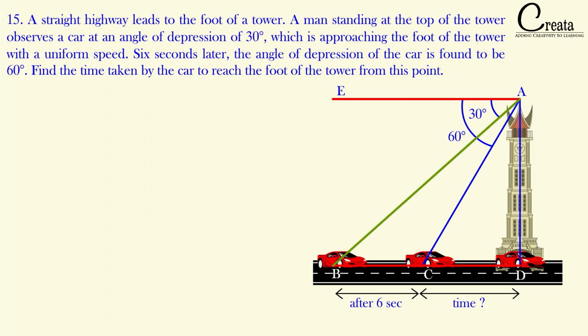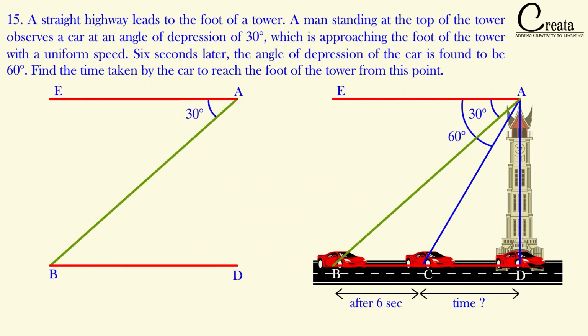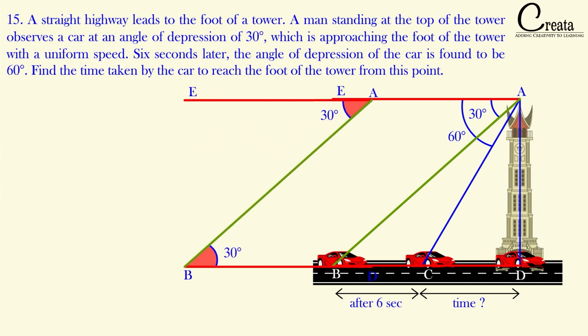If we take AB as a transversal, can we say these two angles are equal to each other? Yes, if AB is the transversal and AE and BD are the two parallel lines, these two angles are the alternate interior angles. So these two angles will be equal to each other in case of the parallel line and the transversal. So this angle is also equal to 30 degree.